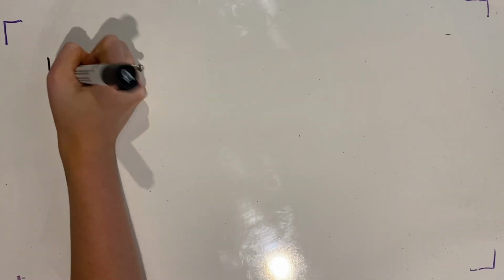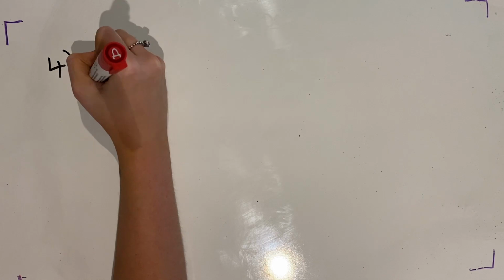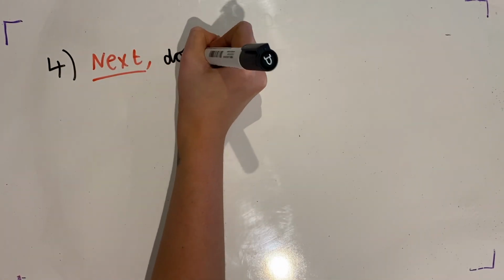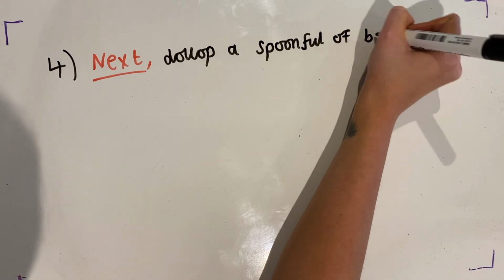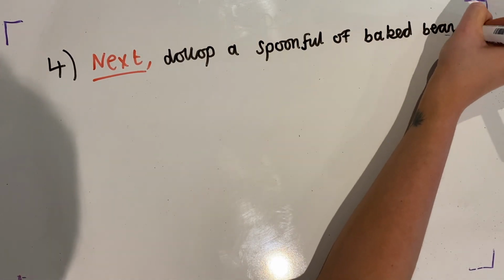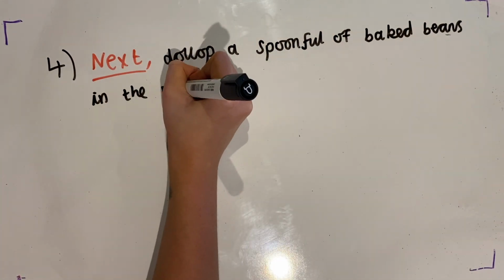Now for our fourth step. What time connective do you think we could use here? I'm going to use the one next. Next, dollop a spoonful of baked beans in the middle of the lettuce.